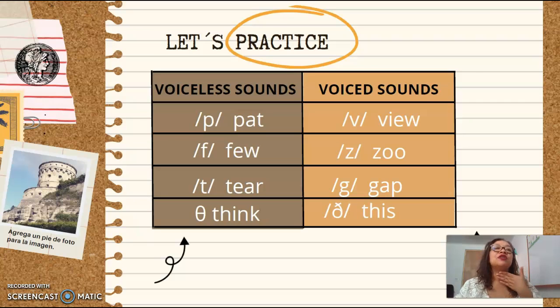Pronounce with me. Put your hand on the throat and pronounce the following sounds. P, p. No vibration. So it's a voiceless sound. Pat. F, f. No vibration. It's a voiceless sound. Few. T, t. No vibration. It's a voiceless sound. Tear. Think. Now let's move to the voiced sounds.